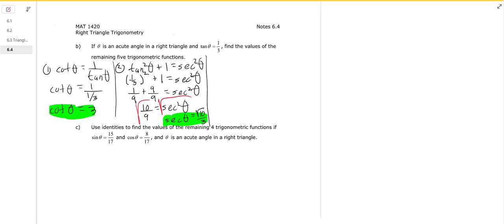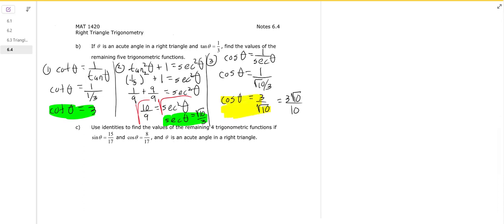Now that we know the secant, we can find the cosine, because the cosine is simply the reciprocal of the secant. So the cosine theta would then be equal to 1 over the square root of 10 over 3. So the cosine of theta would be 3 over square root of 10. And if I rationalize that, I would get 3 root 10 over 10. So you can write that either way. That would be the cosine. Now we still got to do the sine and the cosecant.